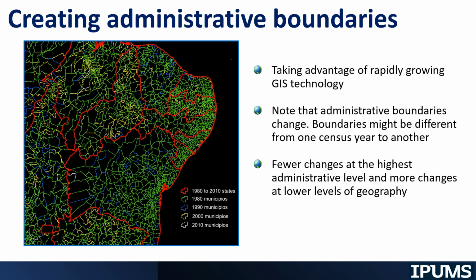So creating this map takes advantage of the rapidly growing GIS technology. And usually, from what we have seen, there are fewer changes at the highest administrative level of geography. And as you go down in the municipio level, there are more changes at the lower levels of geography.